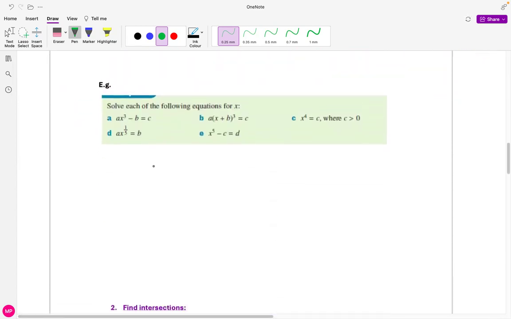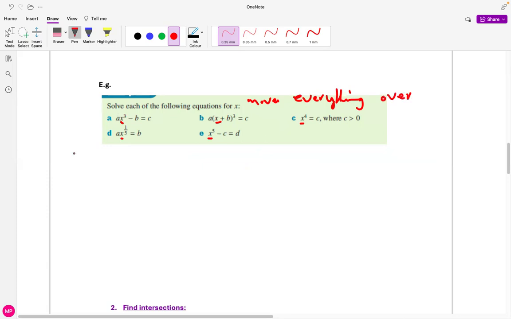Now we're going to solve this type of equation. In all of these questions, you can see x is in only one place. So we don't need to factorize if x is in just one position of the equation. The strategy we use here is to move everything over and solve for x, making x the subject.